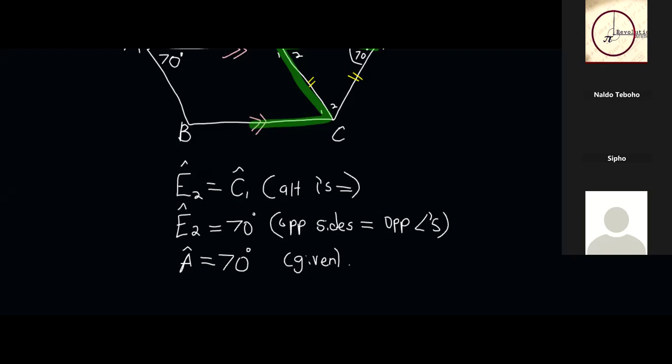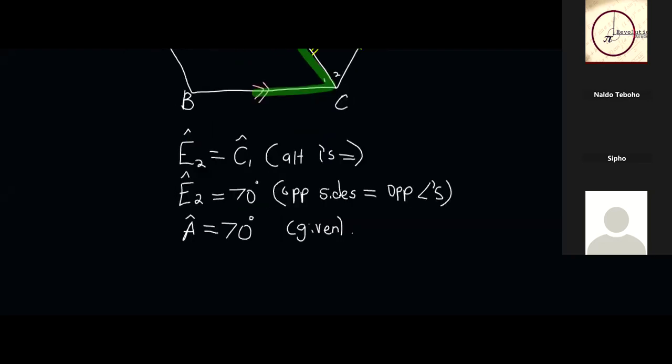So you can also conclude that since E2 is equal to C1, therefore, what's going to happen between the two angles? You can conclude that angle A is equal to angle C1. Why am I saying angle A is equal to C1? Because when you look at A, it's 70 degrees. When you look at C1, it's equal to E2, of which E2 is equal to 70 degrees. That's why I'm concluding that angle A is equal to C1.